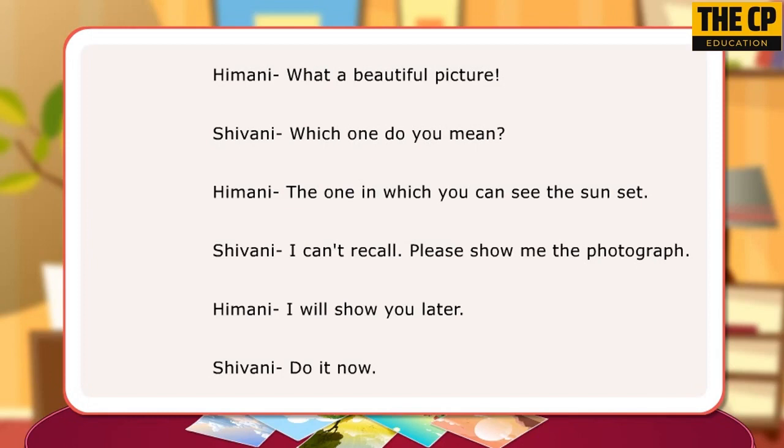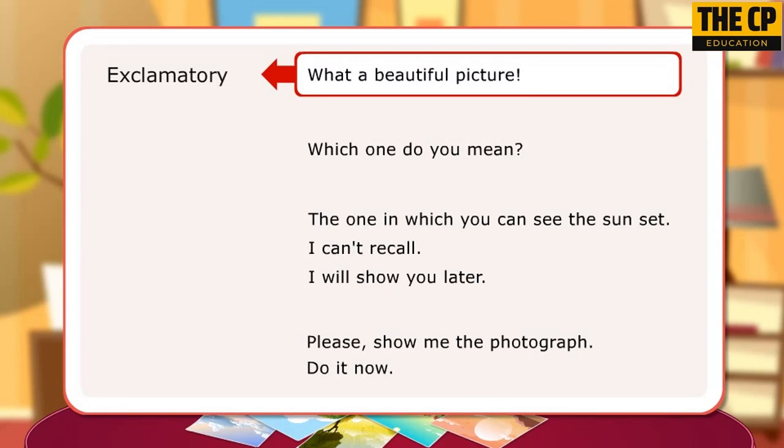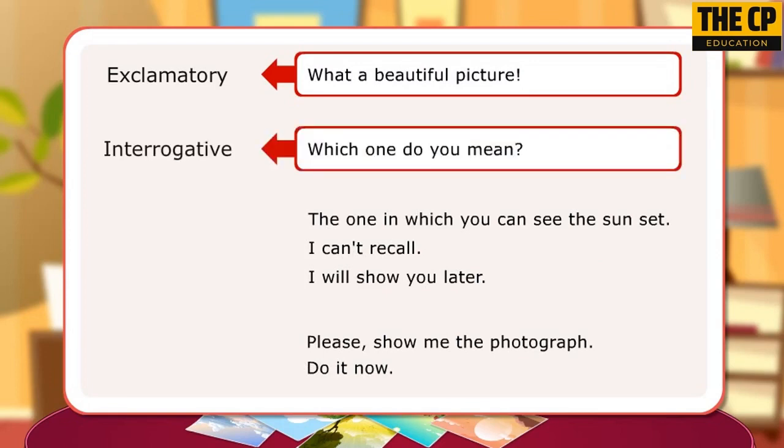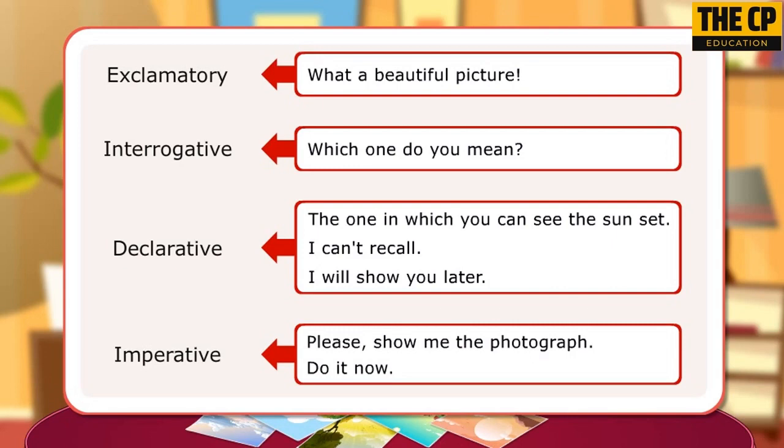The following sentences are examples of different kinds of sentences. Exclamatory, what a beautiful picture. Interrogative, which one do you mean? Declarative, the one in which you can see the sunset. I can't recall. I will show you later. Imperative, please show me the photograph. Do it now.